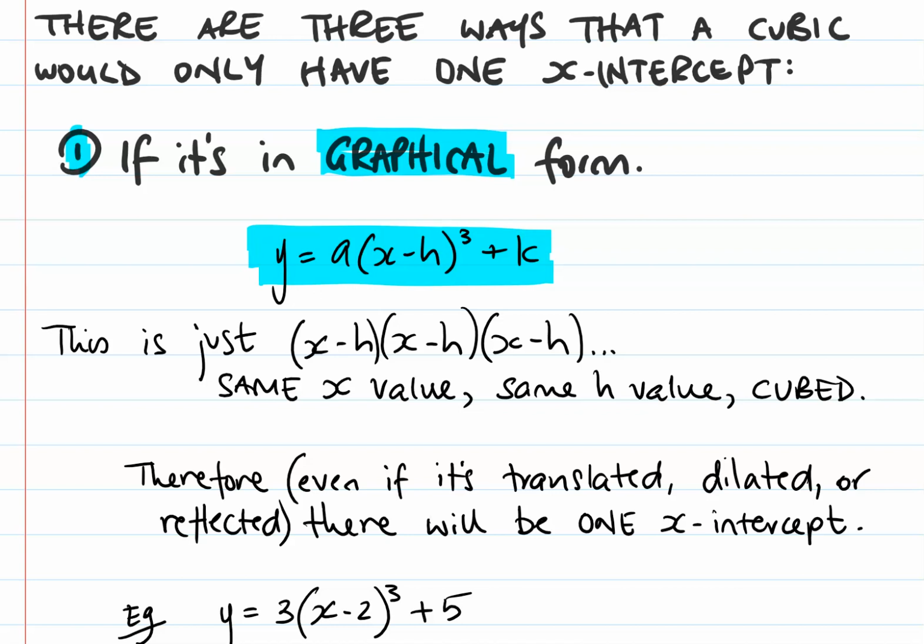Hello, welcome to cubics with one x-intercept. We've already had a look at the ways that a cubic could have 3 or 2 x-intercepts. There are 3 circumstances in which you would find a cubic that only has one x-intercept.